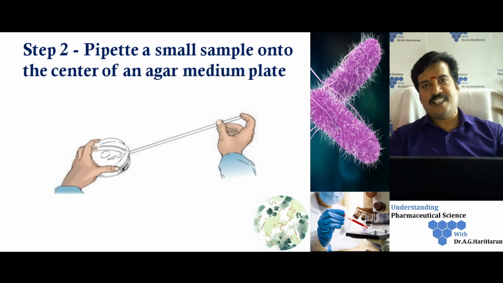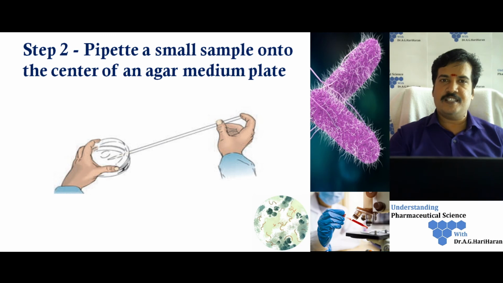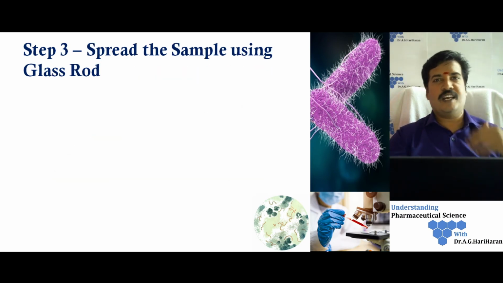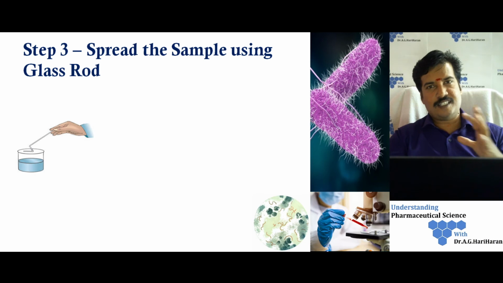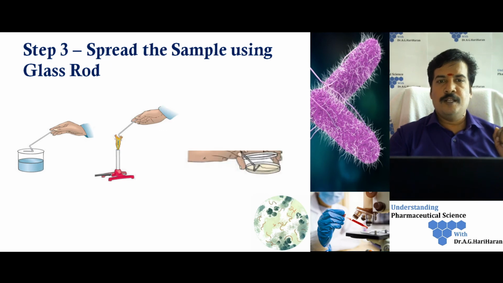In the second stage, we will take a sterile nutrient agar petri dish, and a small drop of sample is aseptically transferred to the center of the petri dish. Then we'll take a special type of glass rod, generally regarded as an L-shaped glass rod or a bent glass rod. This glass rod is sterilized by dipping into alcohol and showing it to the flame. Then it is allowed to cool. Then it is placed over the drop.